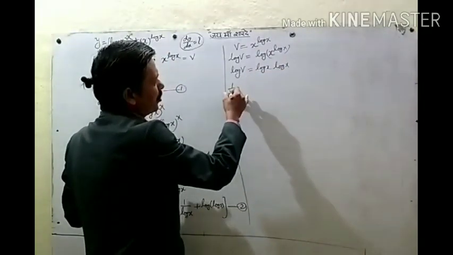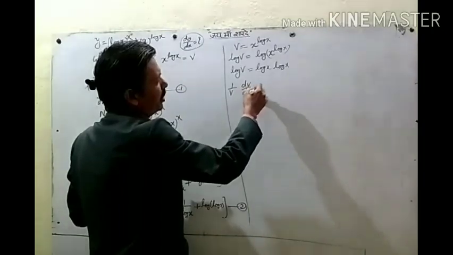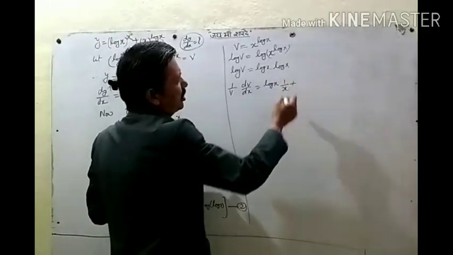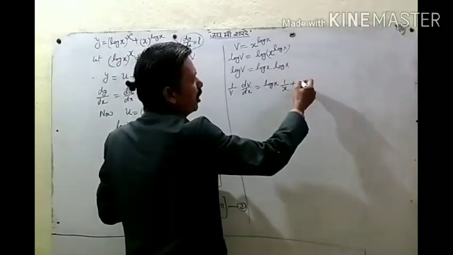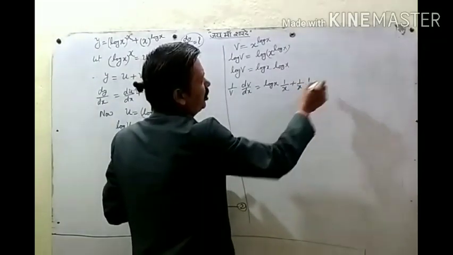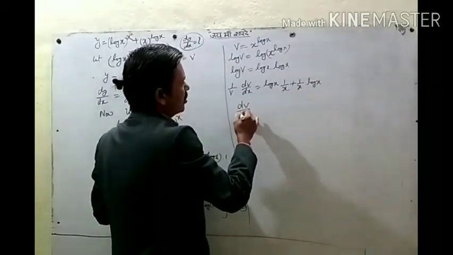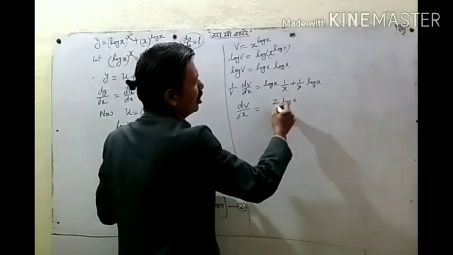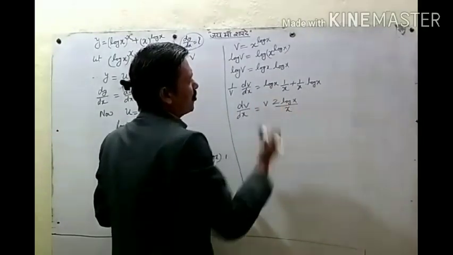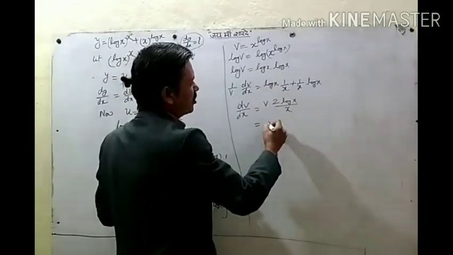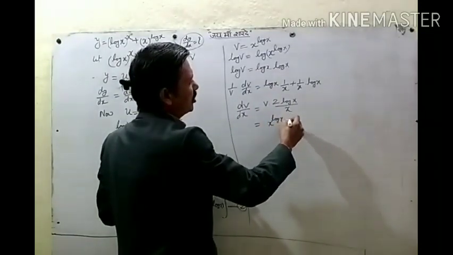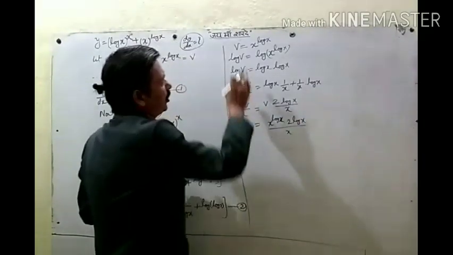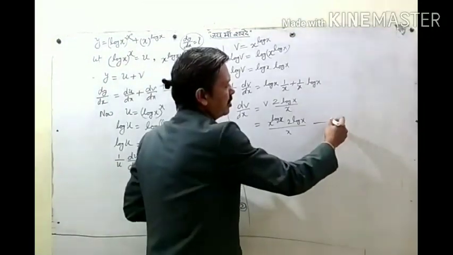Now differentiating, the derivative is 1 by v into dv by dx. Now log x as it is, its derivative 1 by x, plus this as it is, and its derivative 1 by x, so we get 1 by x into log x. So it is equal to dv by dx. The same thing is there, so 2 log x upon x, and this will come here, and v is x to the power log x into 2 log x upon x. This is the derivative of v. So this is suppose the third equation.